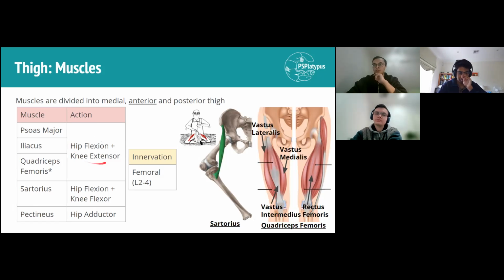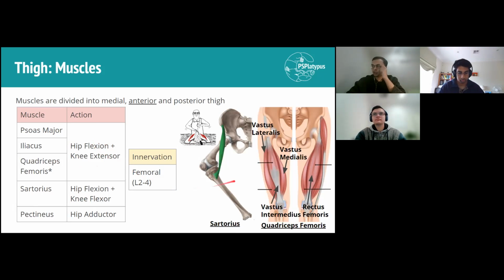Whereas the other muscles over here, if you look them up online, they're more so going to be used for hip flexion and knee extension, because they're at the front of your thigh and therefore are going to pull the knee or the bones below the knee, so the tibia and fibula, more anteriorly and extend them.